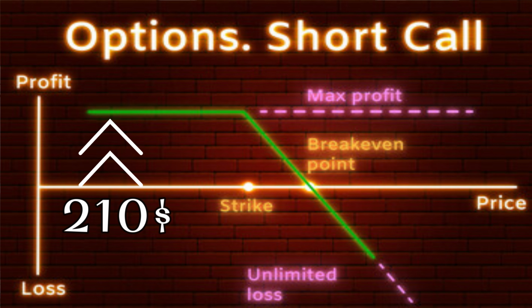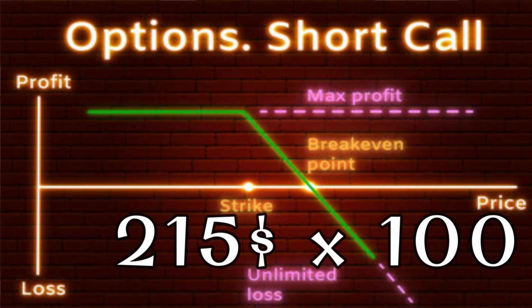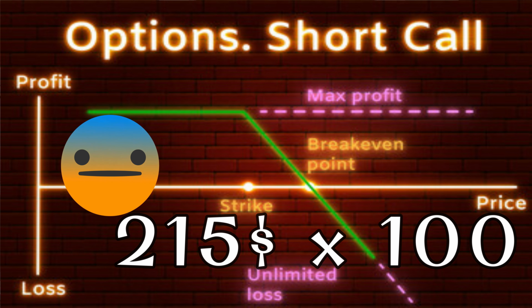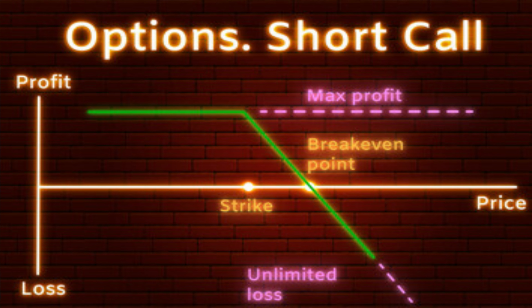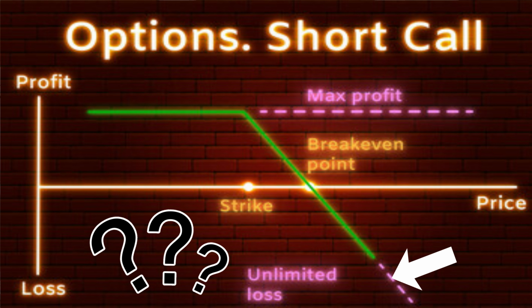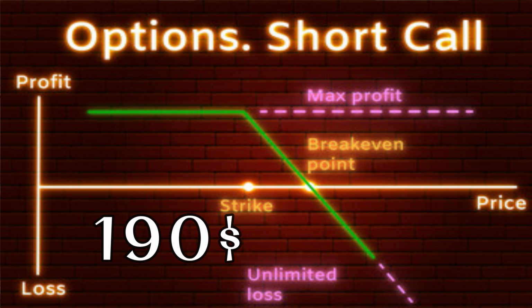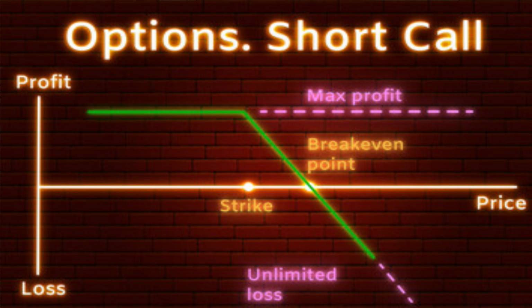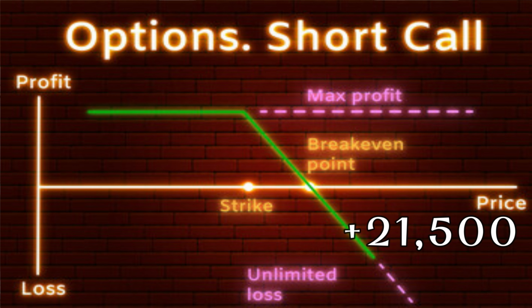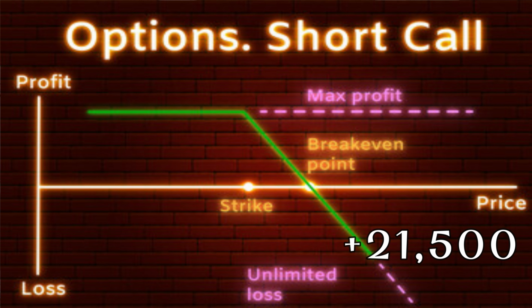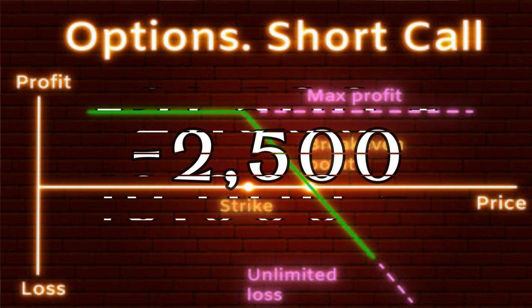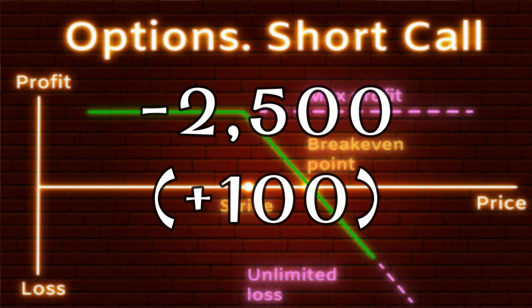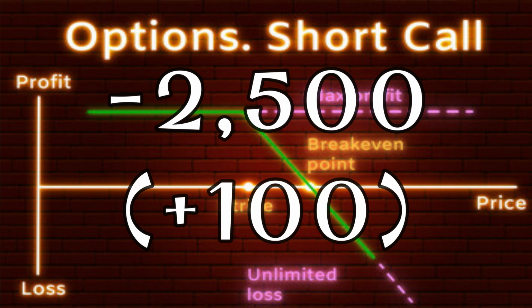Let's look at if it does not stay below $210 and went up. If it went up to $215 per share, then you have to buy 100 shares of it at that price, which would cost you $21,500. Your loss will depend on what price the buyer bought the contract at and when they are going to exercise. Let's say that they exercise the option at $190, which would cost them $19,000 to receive $21,500 because of the share price difference. So if you subtract $21,500 and $19,000, your total loss would be $2,500, which is a lot of money compared to the fact that your maximum gain on this trade is $100.